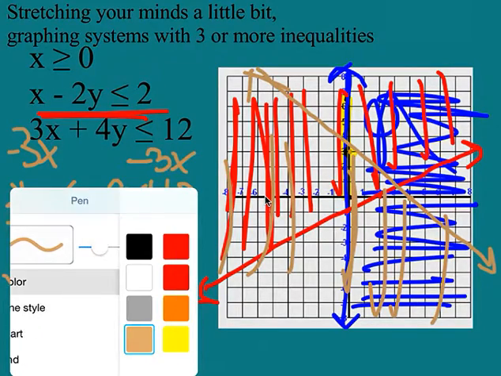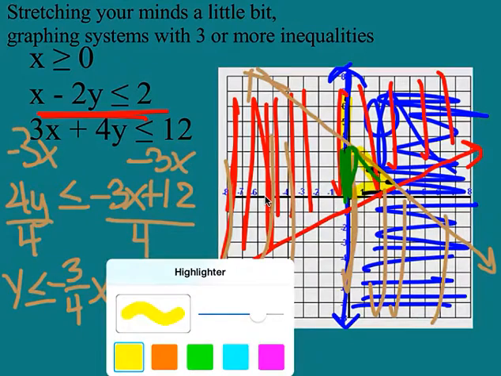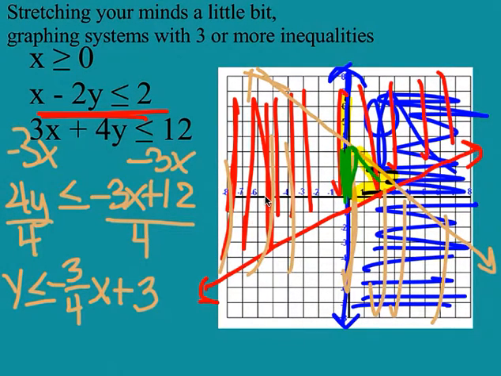So I noticed that I kind of made a triangle. All 3 of my colors overlapped in this little triangular region right here. So you really, really want to make sure it's obvious where your solution is, especially when it can get kind of messy like this one here.